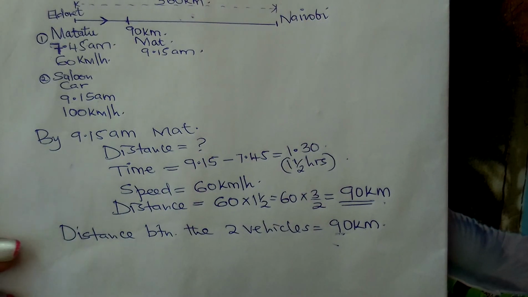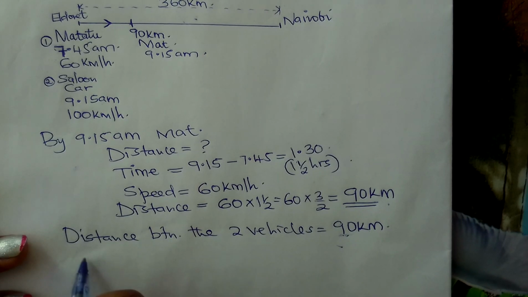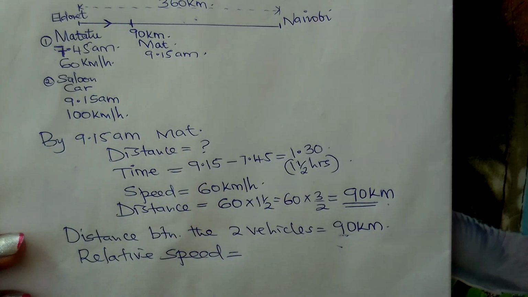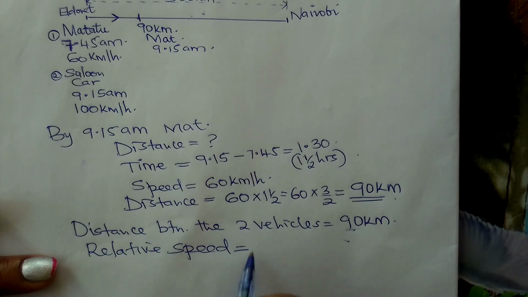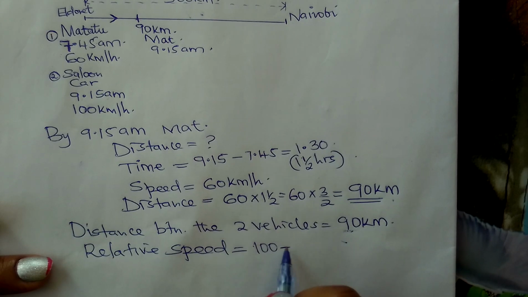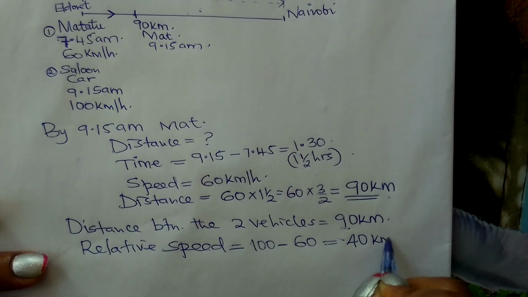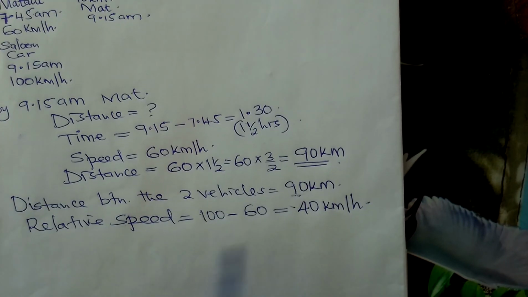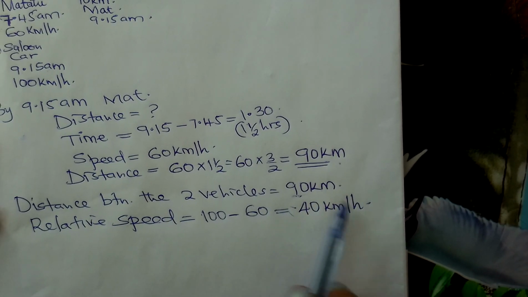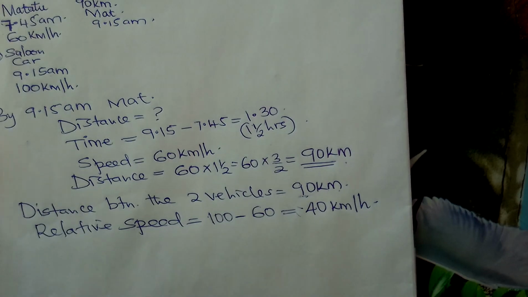The saloon car has to bridge this distance for it to be able to overtake the matatu. And therefore, learner, you talk of the relative speed. They are moving in the same direction. So what is the relative speed here? The relative speed, you take the speed of the saloon car, 100 kilometers per hour, you subtract the speed of the matatu, 60 kilometers per hour, you get 40 kilometers per hour. In other words, this is the speed that the saloon car must use to cover these 90 kilometers for it to be able to overtake the matatu.